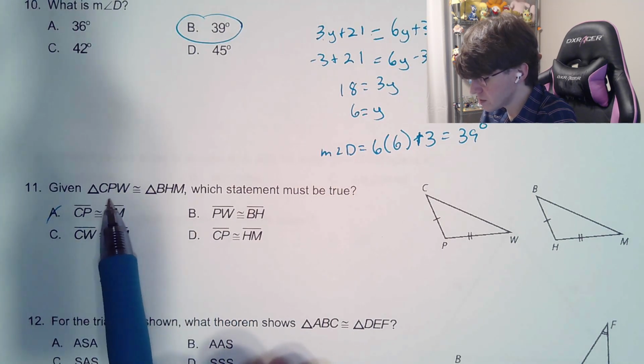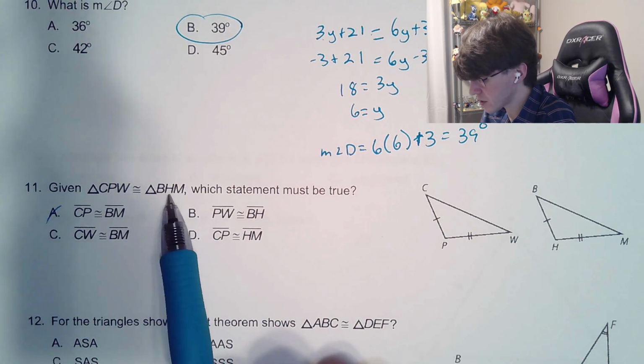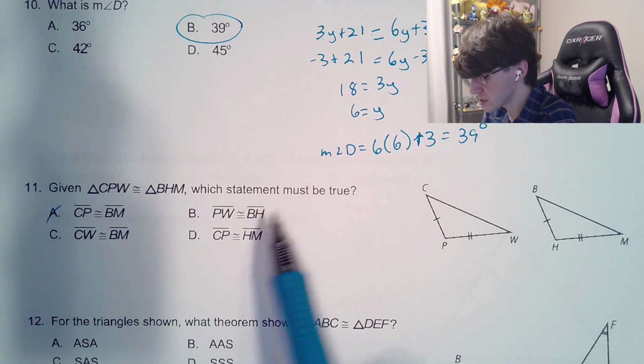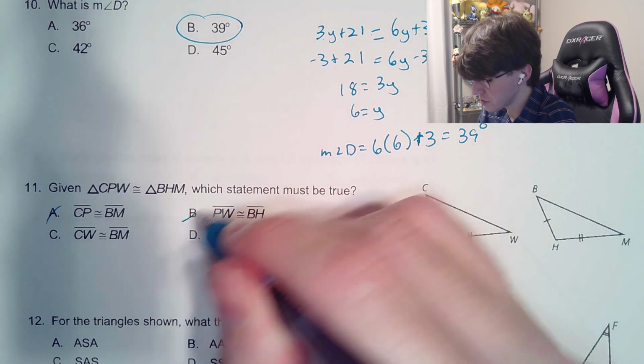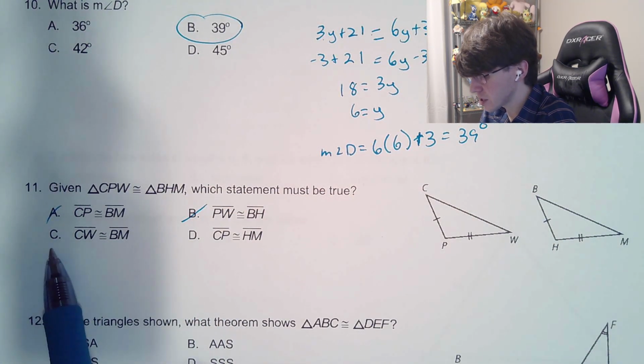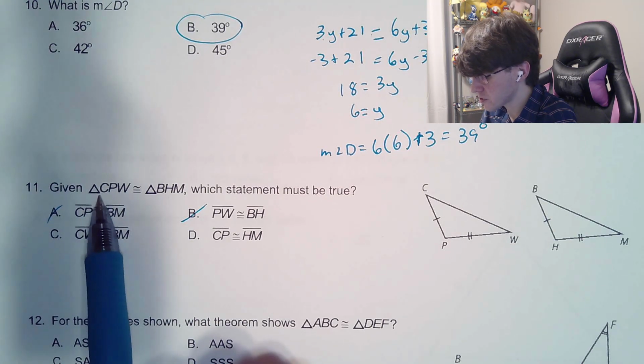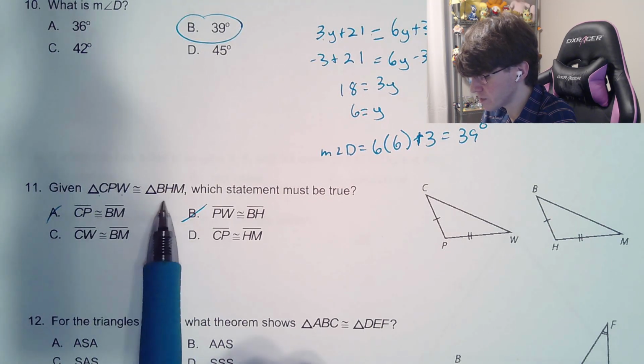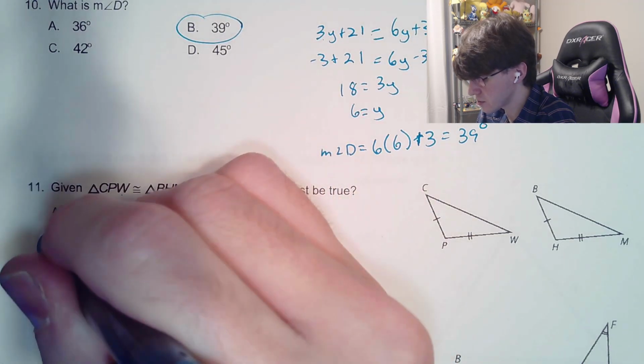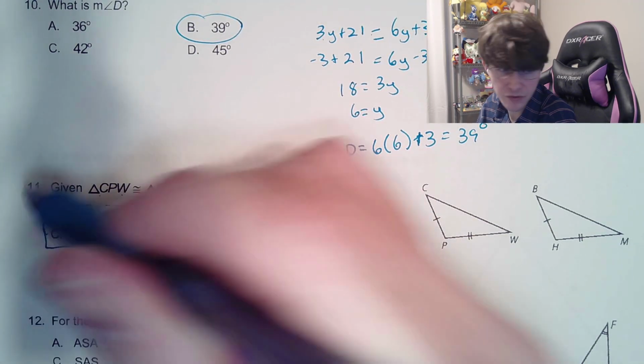PW here, that's going to be our second and third position. So it would have to be the same as HM, but it's not. That one's positions 1 and 2. So that one's not correct. Looking at letter C, CW, that's the first and the third, equivalent to BM, that's the first and the third. So that is going to be our correct answer.